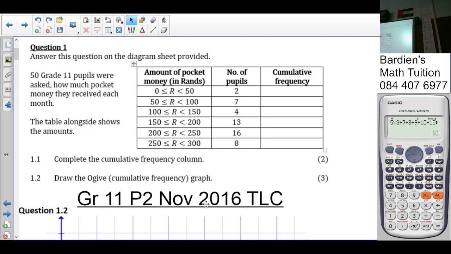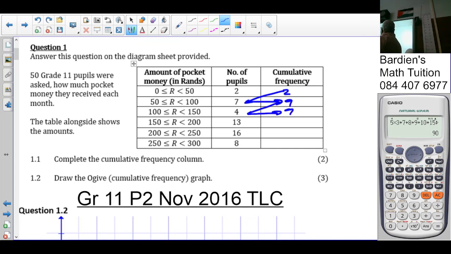Relax. So, the table alongside shows the amounts. Complete the cumulative frequency column. To complete the cumulative frequency, I say 2 transfers, 2 plus 7 is 9. It gives us 13. 13 plus 13 is 26. Then 42, and then 50. That will always give us the total number that there is in the group as well.